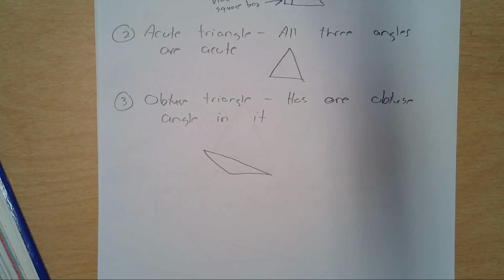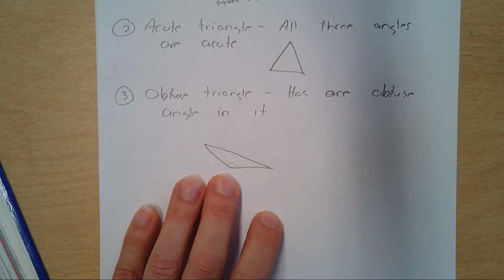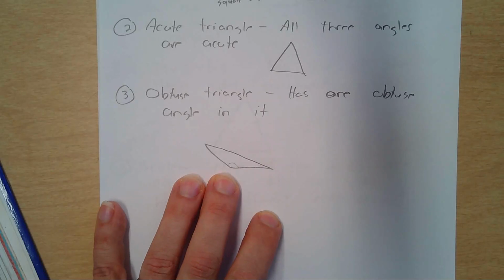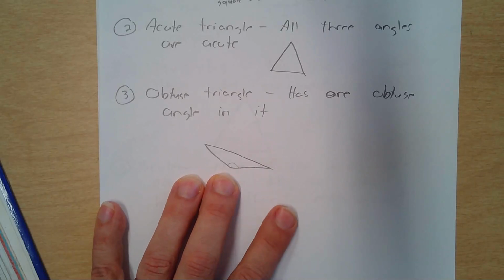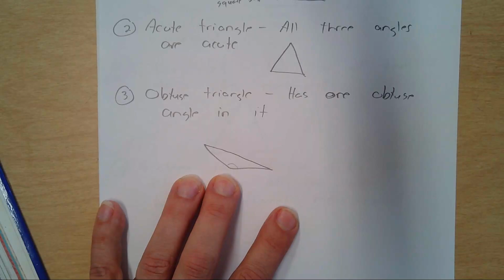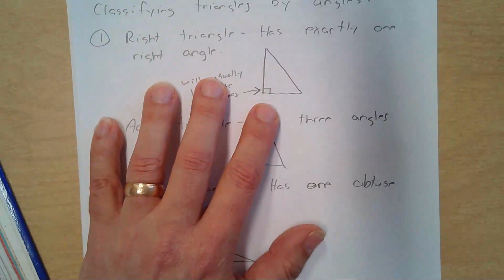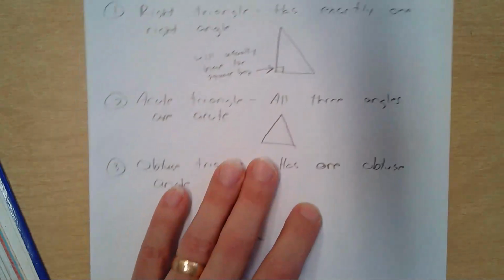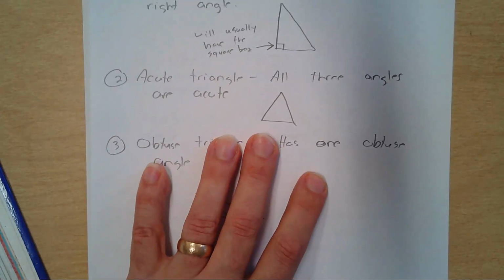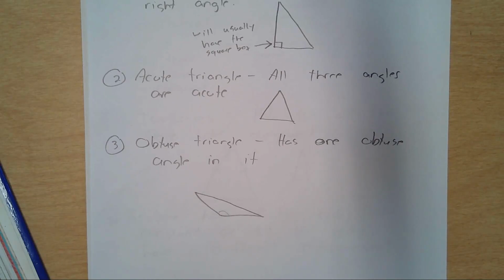Again, I don't see any right triangle symbol in here, so that's out. But this angle right here looks bigger than 90 degrees to me. And any angle bigger than 90 degrees is obtuse. So if I see one obtuse angle, well then it's an obtuse triangle. If I see one right angle, well then it's a right triangle. And if I don't see any angles that are obtuse or right angles, well then it must be an acute triangle. All triangles are one of these 3, just like classifying by size.